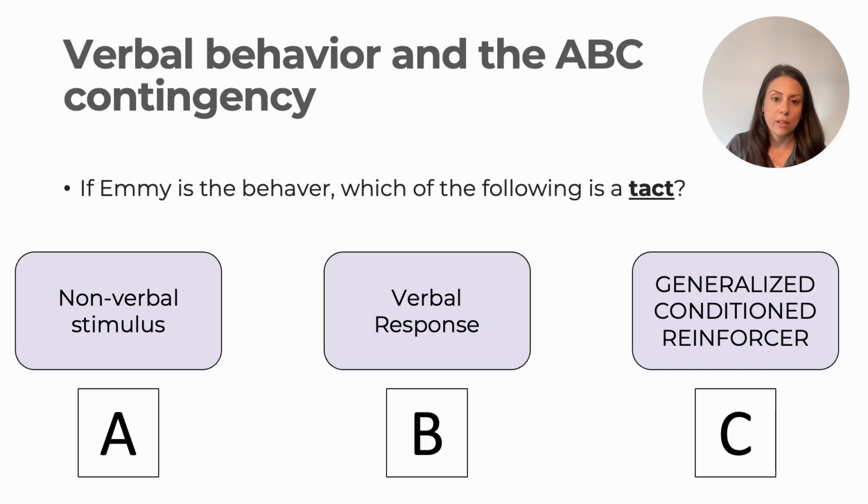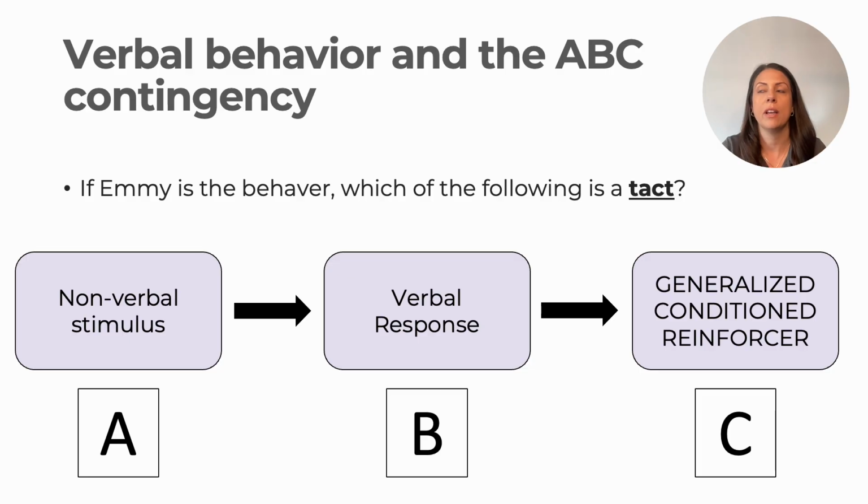So again, when identifying a verbal operant, we have to consider the entire three-term contingency, all of it. Another important part of identifying verbal operants is that you must always identify the behavior as well, because it is the behavior that falls in that B part of the ABC contingency. Now, in this case, the behavior is identified for us as Emmy, so that part's very clear. Let's go ahead and take a look at the answer choices.